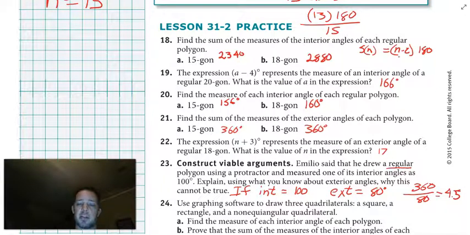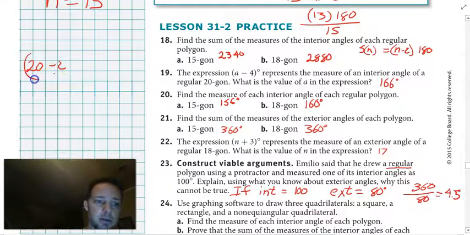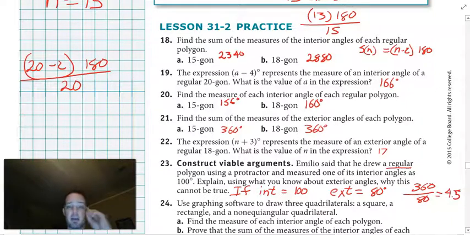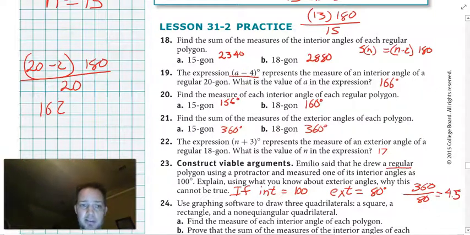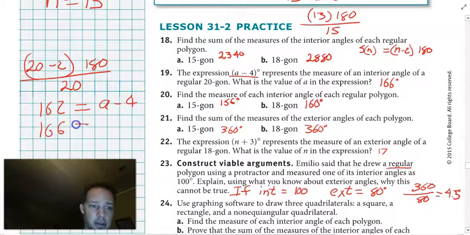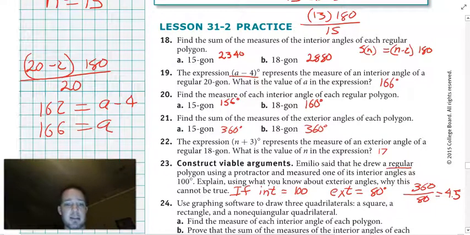Question 19 says the expression a minus 4 represents the measure of an interior angle of a regular 20-gon. What is the value of a in the expression? So if you want to find one interior angle of a 20-gon, you need to find the sum and then divide by the 20 congruent angles. So 20 minus 2 times 180 over 20, you'll end up getting 162. So each interior angle is 162 degrees. So if this expression represents that, you add 4 to both sides, and we get a has to be 166.